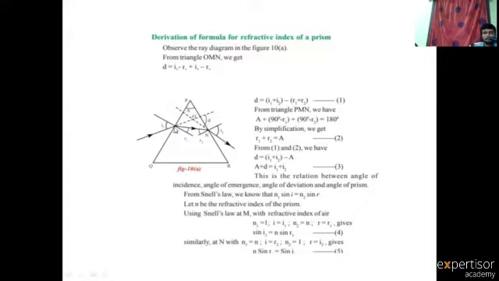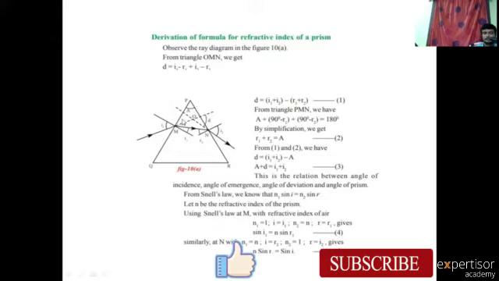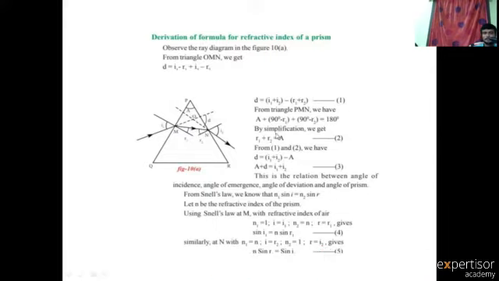From triangle PMN, we have A plus 90 minus R1 plus 90 minus R2, that is equal to 180 degrees. By simplification we get R1 plus R2 is equal to A.